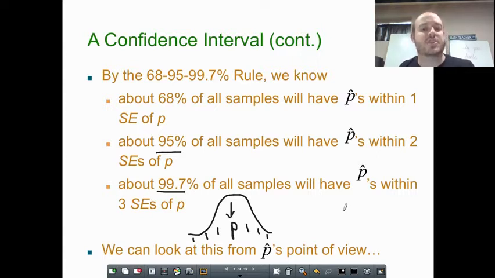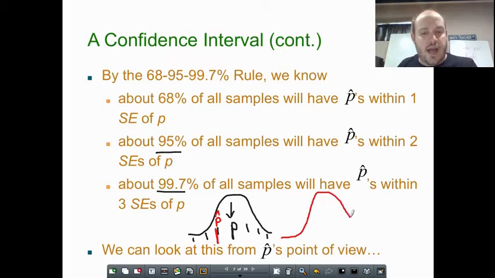So we can actually now look at it from our p hat's perspective. Let's say p hat ended up being right here. All right. So this was our p hat that we ended up getting. Was it within one standard deviation? It looks like we're slightly outside of one standard deviation. But now we're saying, let's look at this from p hat's point of view instead of from p.